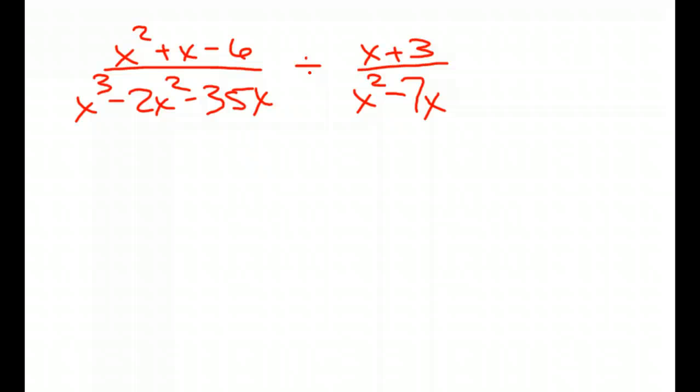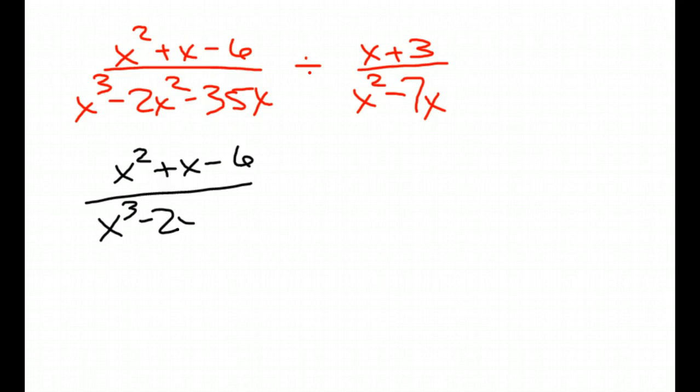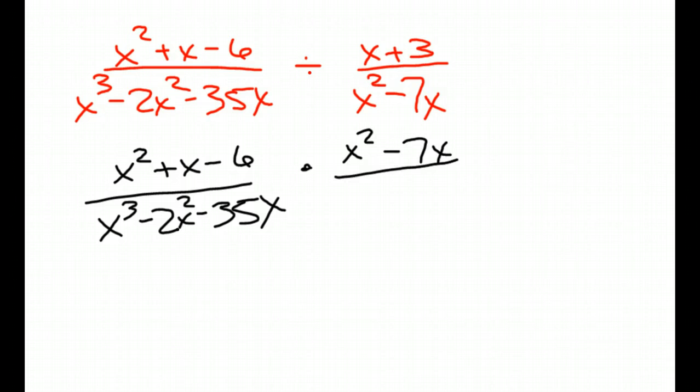So for this one, first step, is what? Flop. Okay, I kind of like that, Zach. Thank you. All right, so I'm going to rewrite this first term here, times x squared minus 7x over. Okay, so we did the flop.